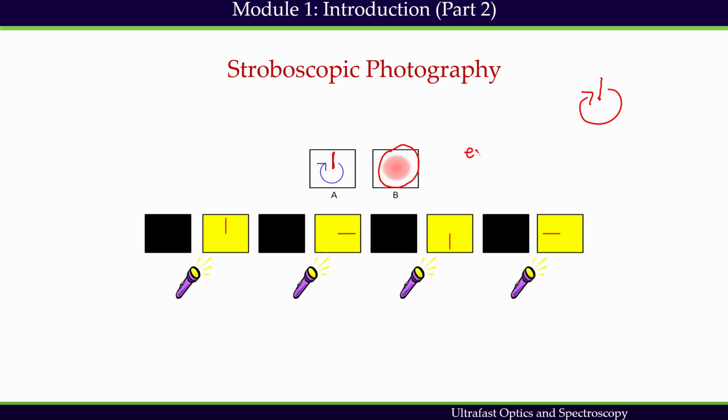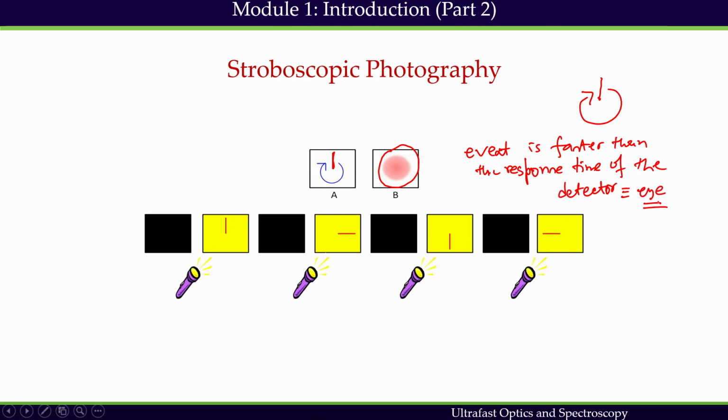In that case, the event is faster than the response time of the detector. In this case, the detector is our eye. So, if the event is faster than the response time of the detector, then I can still use the same detector, which we generally call a slow detector. A slow detector can be used, but in that case, I have to use stroboscopic photography, where I have to keep the rotating dial in dark.